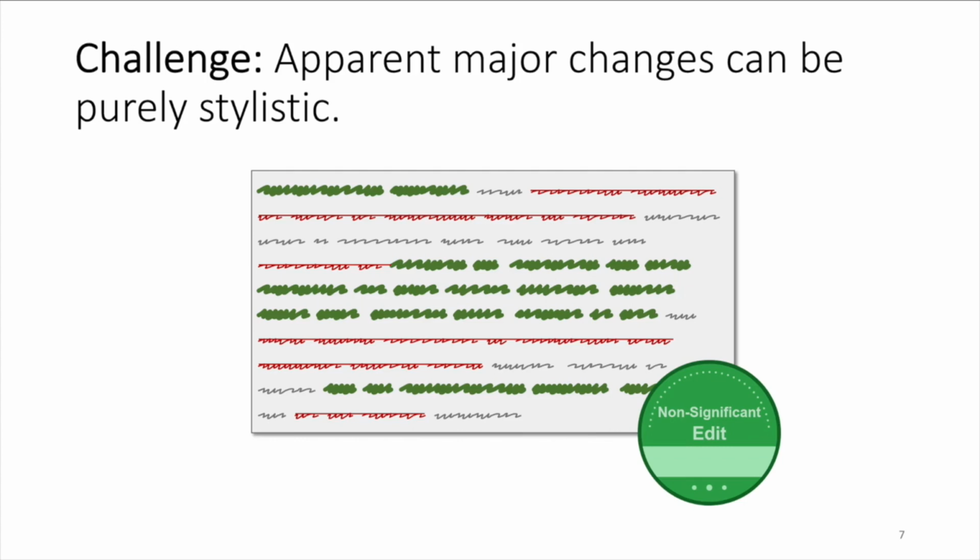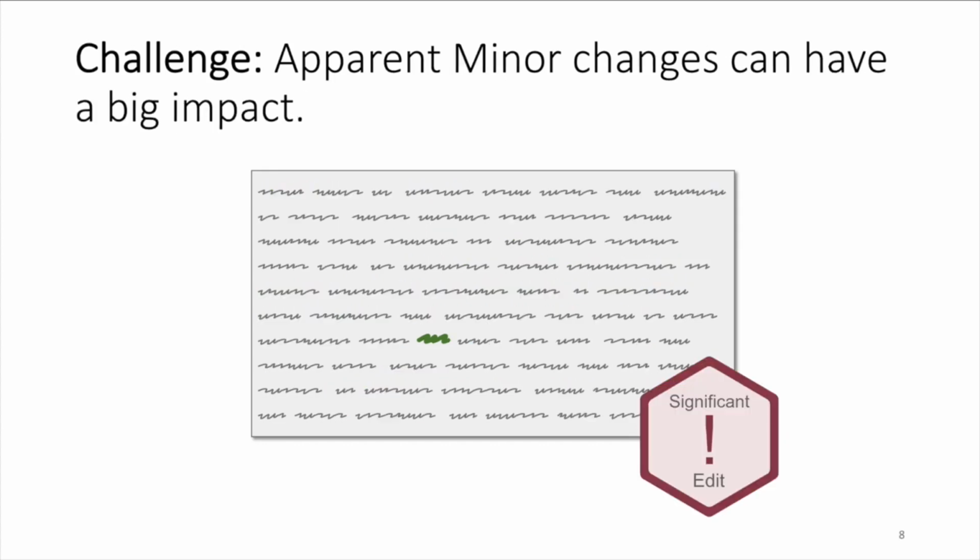One challenge is that sometimes apparently large changes can be purely stylistic. In this particular example, we see a bunch of additions, a bunch of deletions, but it could just be purely stylistic, non-significant edits. Whereas here, you might have changes that seem apparently minor, but it turns out they have a big impact. So let's say this green addition right there is the word not. That can clearly have a very big impact on the overall impression of this report.